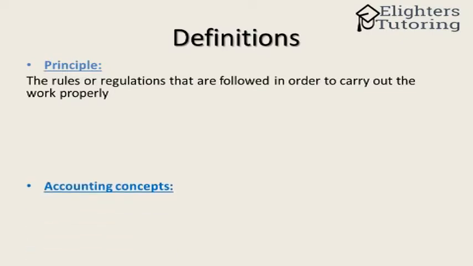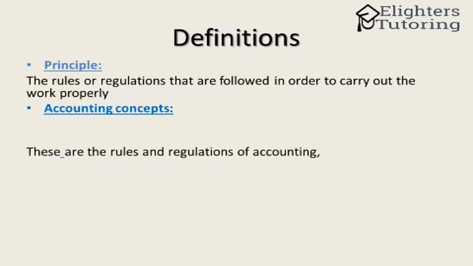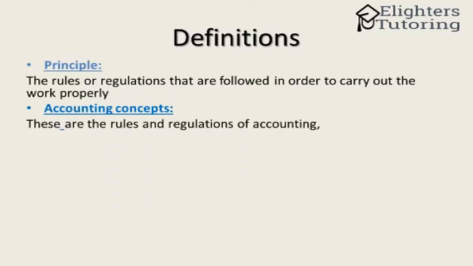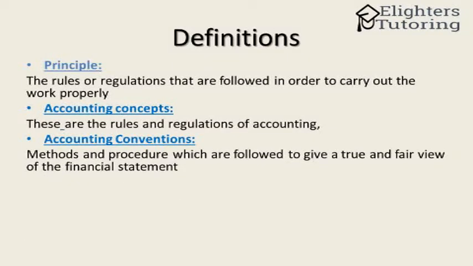Another thing to define is accounting concept, and these are the rules and regulations of accounting. When you are making an entry, when you are transferring, when you are balancing any accounting record, then we need to follow rules, and these we call accounting concepts. Then we have accounting conventions. These are methods and procedures which are followed to give a true and fair view of the financial statement.